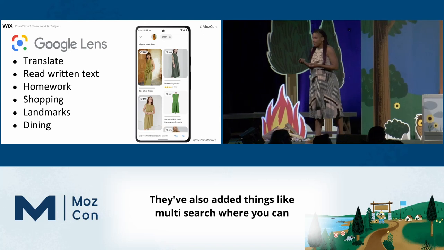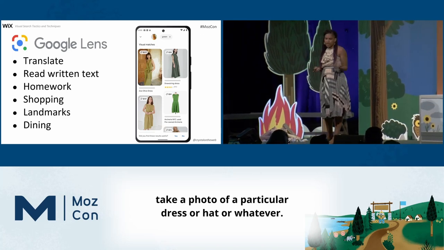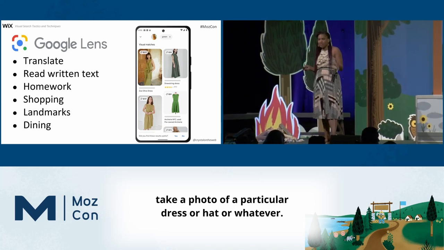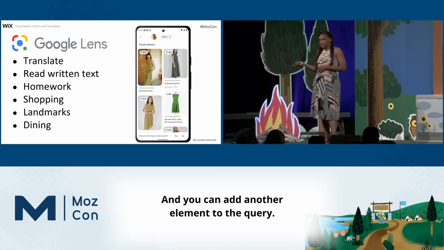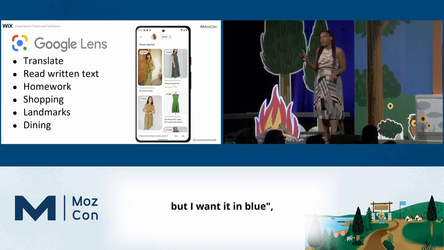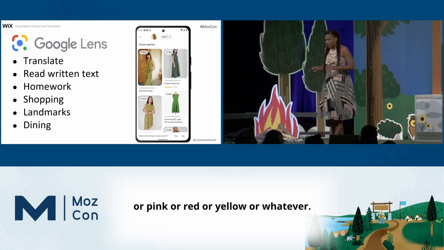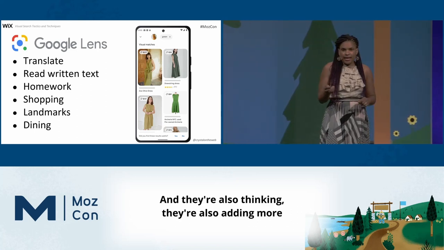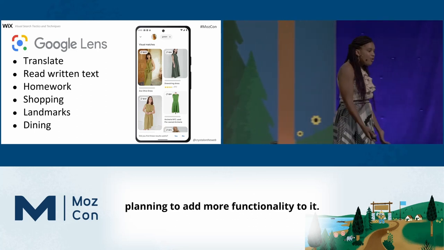They've also added things like multi-search, where you can take a photo of a particular dress or hat or whatever, and you can add another element to the query. So you can say, I want that dress, but I want it in blue or pink or red or yellow or whatever. And they're also planning to add more functionality to it.